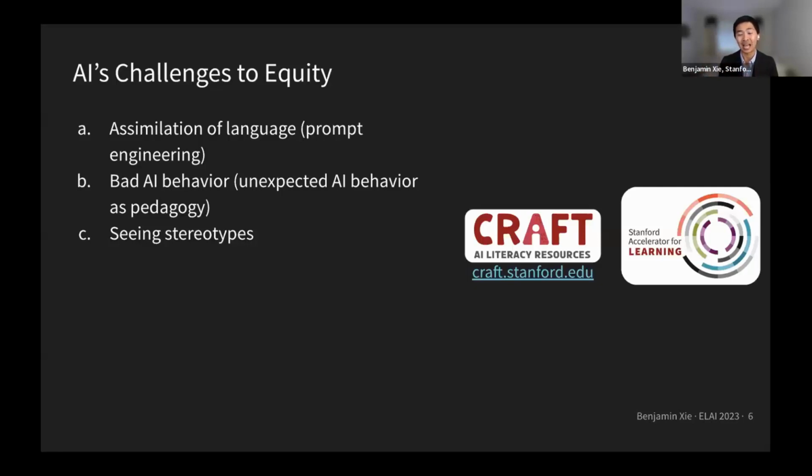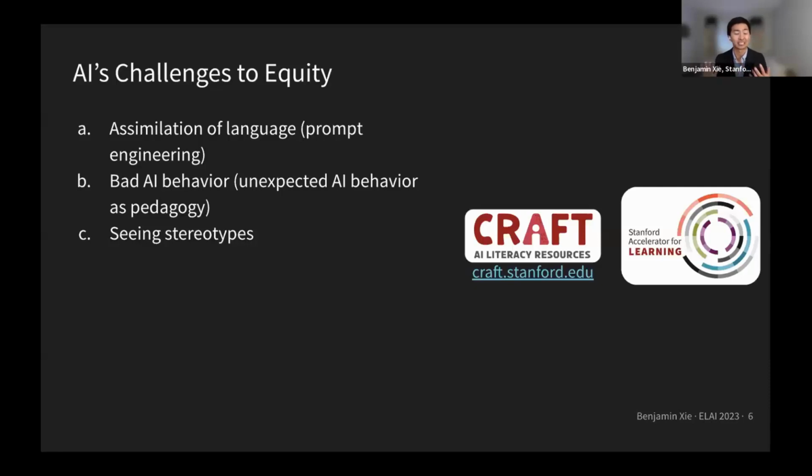Another thing is just bad AI behavior, and how do we engage with that and connect that with our pedagogical practices? Because AI will, I think, always perform in unexpected and funny ways. So therefore, how do we prepare and engage with that within our practices?